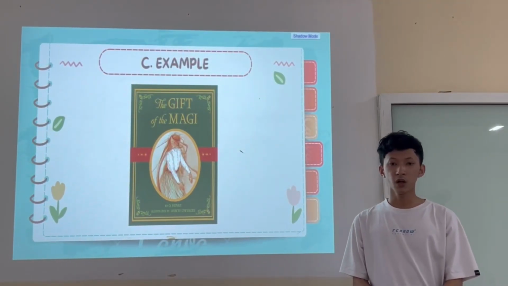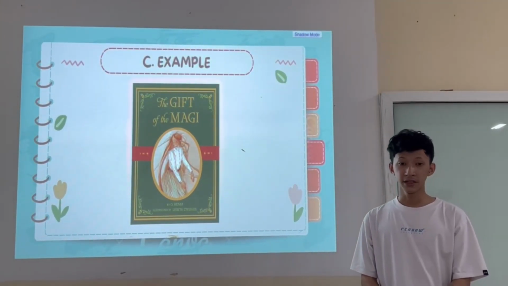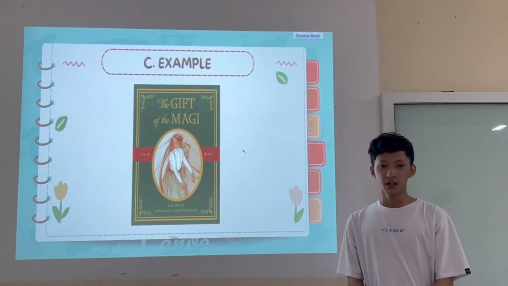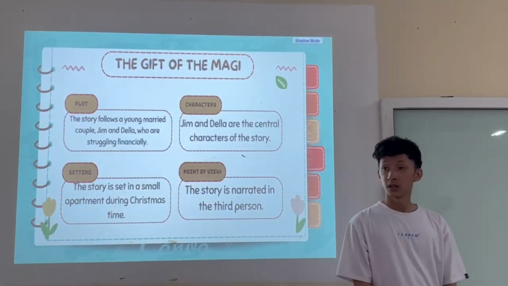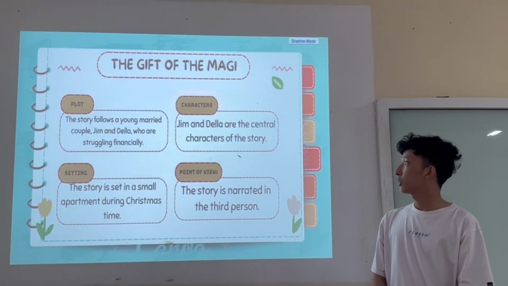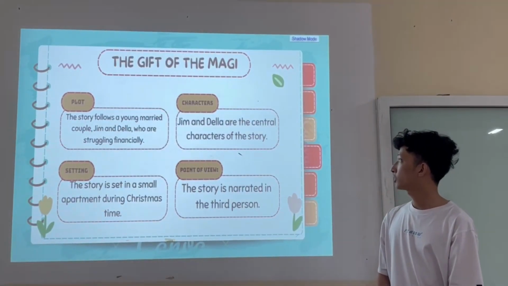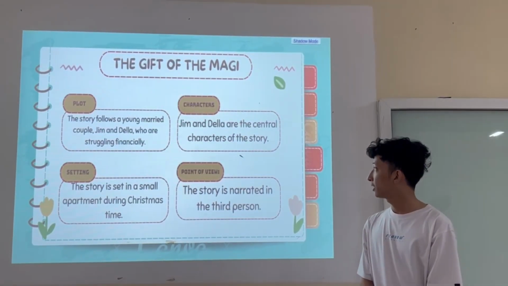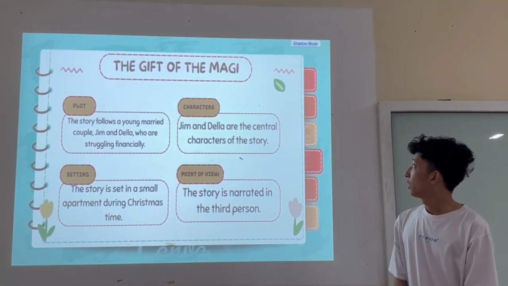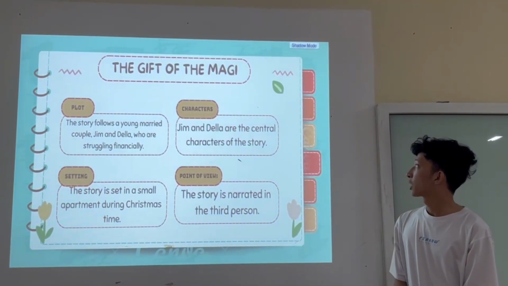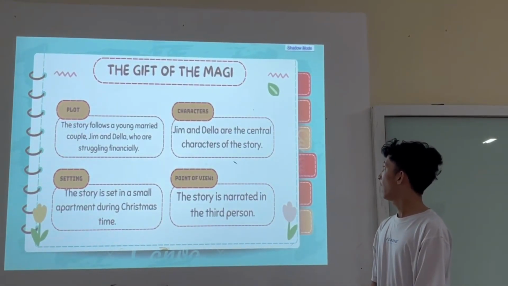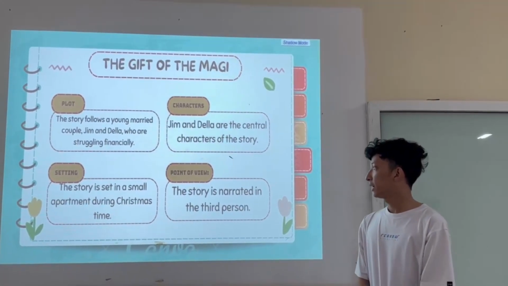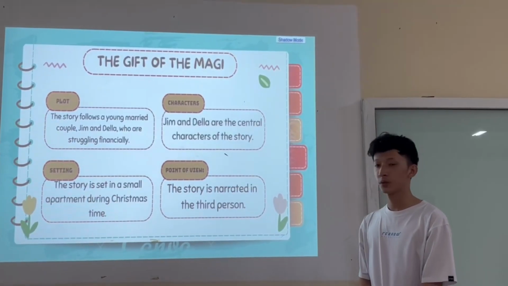And now, let's take the example of the story The Gift of the Magi by O. Henry. First, about the plot. The story follows a young married couple, Jim and Della, who are struggling financially. And about the character, Jim and Della are the central characters of the story. The setting: the story is set in a small apartment during Christmas time.